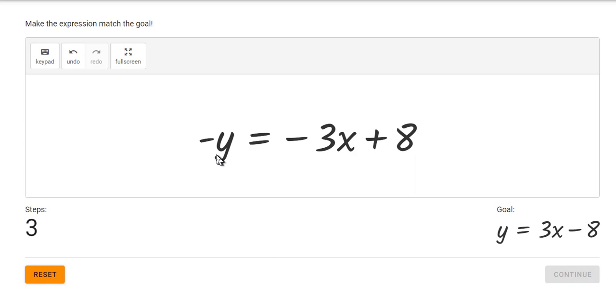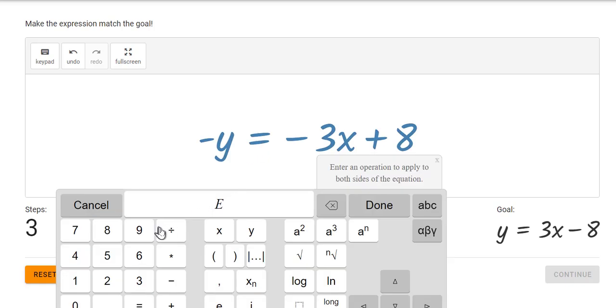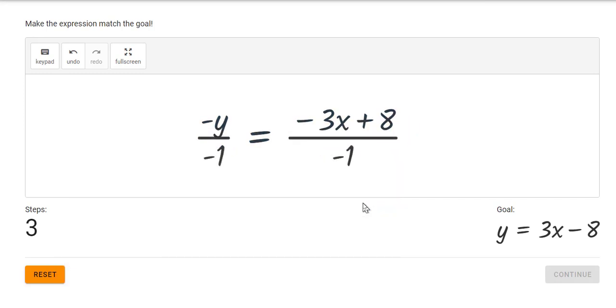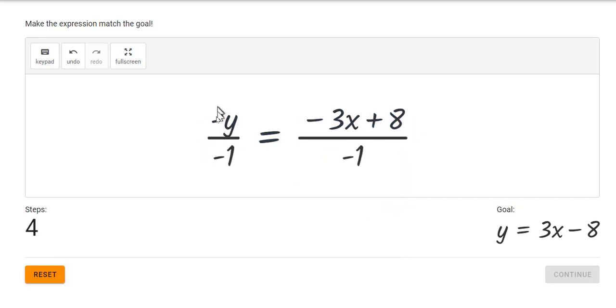This is so close. The y is negative, but it should be positive. The negative 3x should be positive. The positive 8 should be negative. Well, when this happens, we can do one of two things. We can just use a property of equality, divide both sides by -1, or multiply both sides by -1. I can do either one. If I divide both sides by -1, I get this. So if I say, well, a negative divided by a negative is positive, and anything divided by 1 is itself.